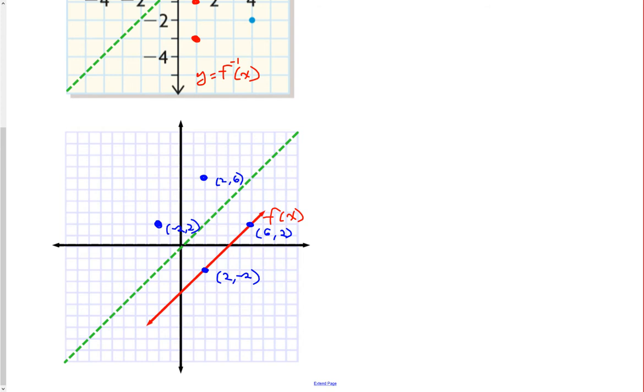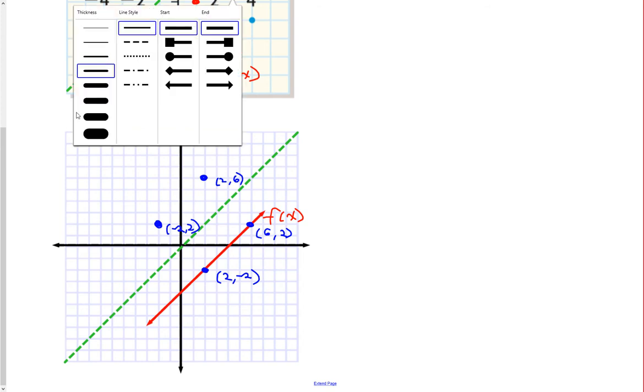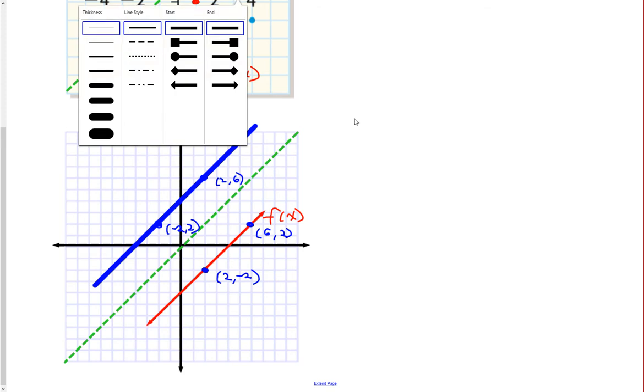So I'm going to grab a line. I'm going to make it blue. And I need to have my line go right through those 2 points. There we go. Okay, so that's my graph of my inverse function.